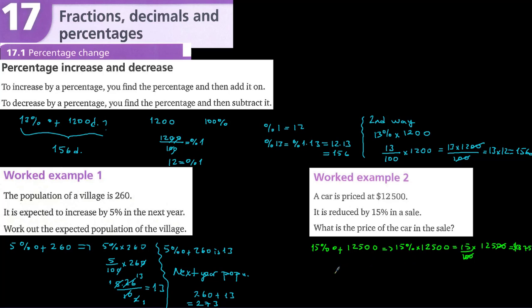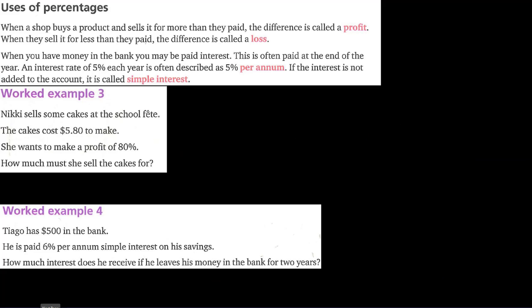And if you want to find the new price, that's equal to $12,500 minus $1,875. If we subtract, it's going to be equal to, in dollars here, $10,625 in the sale.